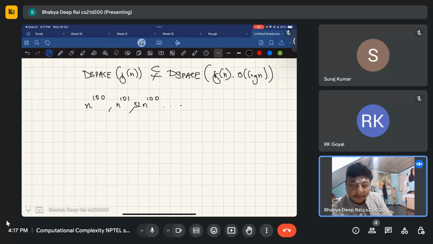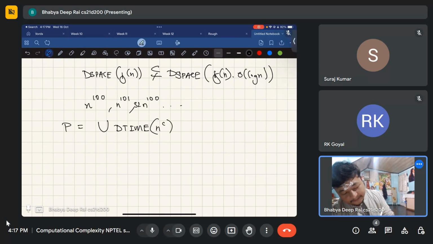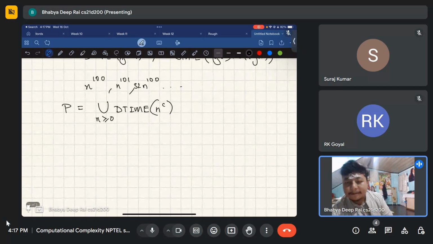I call them the polynomial resolvable languages, which is nothing but P for us, deterministic polynomial time. So you have P. What is P? P is nothing but the union of all the languages which take deterministic polynomial time, n to the c, where c is at least 0. This is the class P.